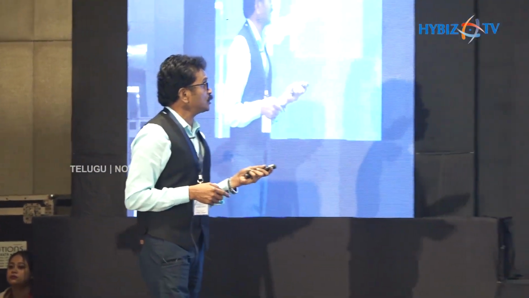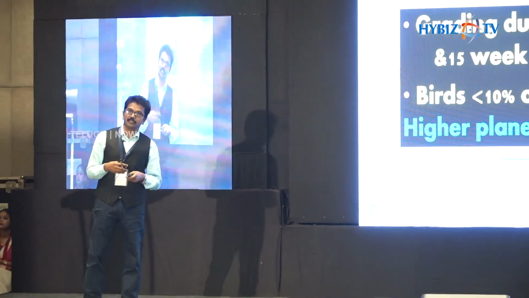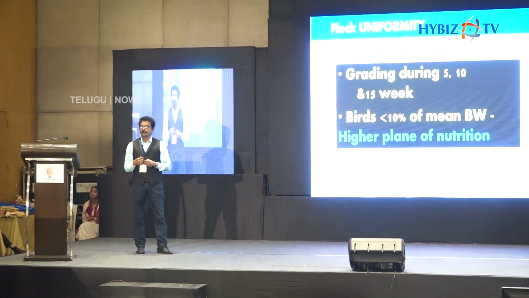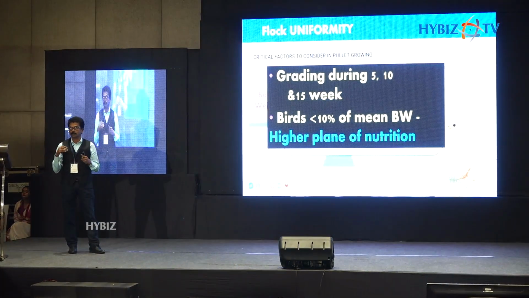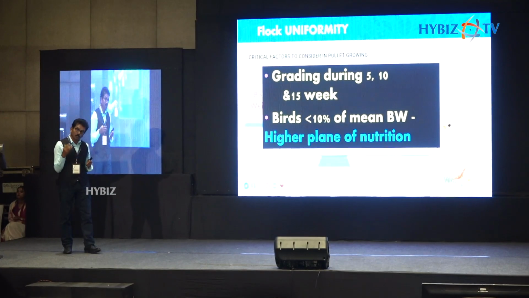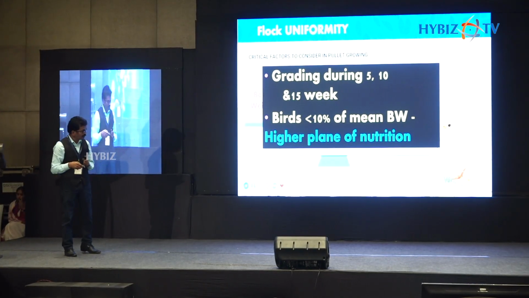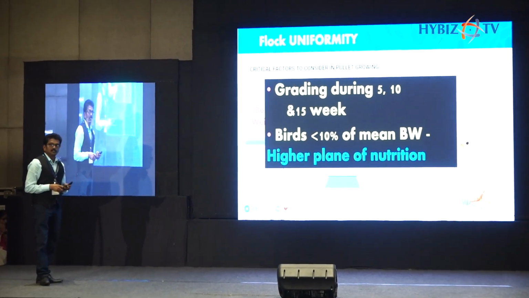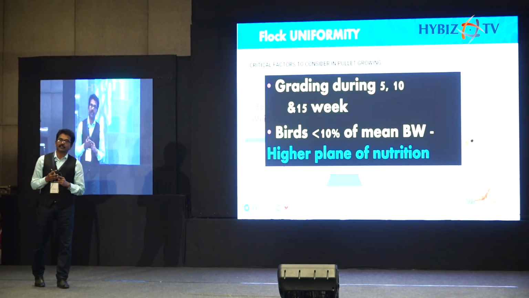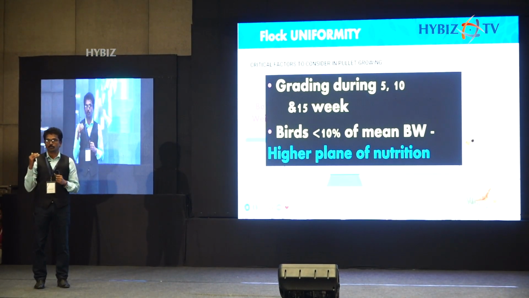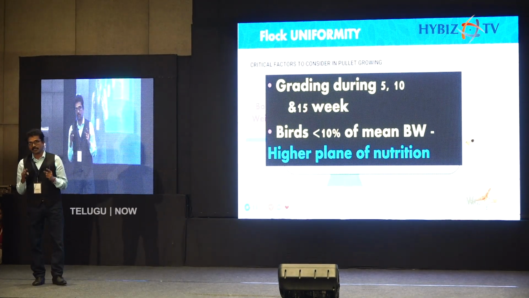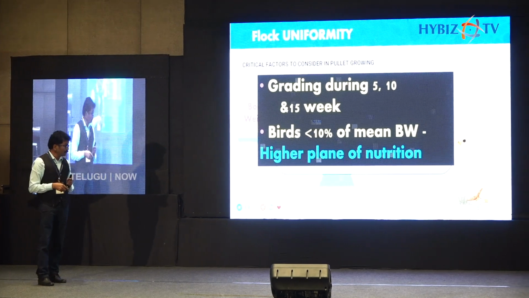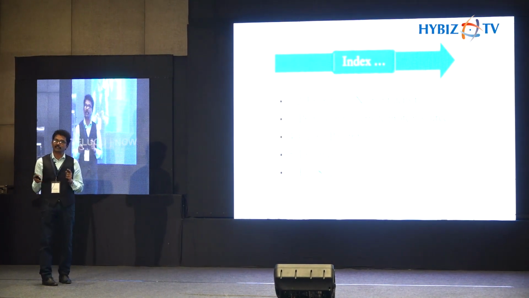So if uniformity is an issue, we need to grade the birds at different ages, so that intermittently you grade the birds and go for a different plane of nutrition for the birds which are below the standard body weights. This is one thing which we need to consider. I tried to place these two slides here just to sensitize, to emphasize the need of maintaining the standard and uniform body weights. Then later on I will go to the specific topic given to me.